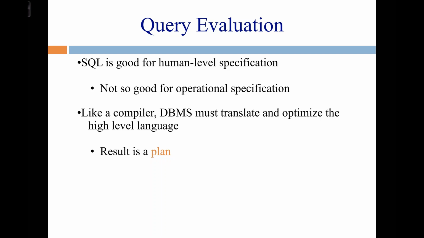Just like in a programming language, you could write a for loop, and you're not telling it exactly what instructions to issue, like put a branch here and a compare there. It's free to make its own decisions about how to do what you want it to do. So in a DBMS, you can think of it like a compiler. When we execute a query, it has to translate that query, optimize it, and figure out how to execute it. And the result of that is called a plan, rather than an assembly program or a machine language program.